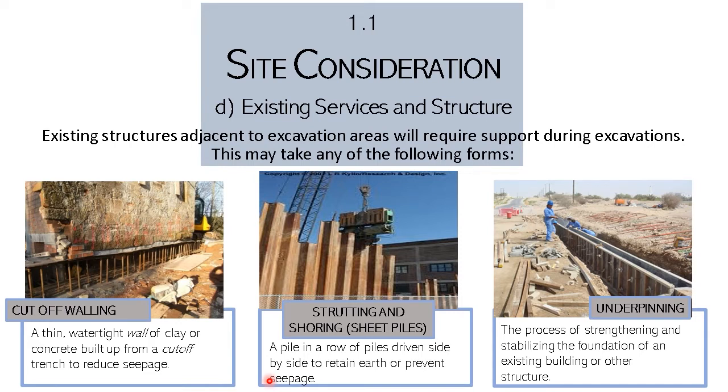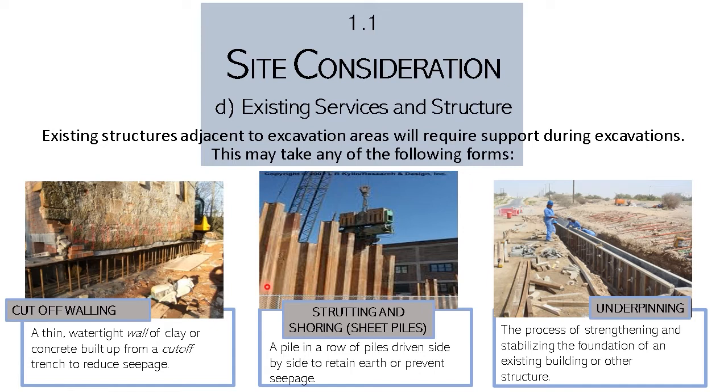Next, we have existing services and structures. Existing structures adjacent to excavation areas will require support during excavation. This may take any of the following forms. The first one is cut-off walling. It is a thin watertight wall of clay or concrete built up from a cut-off trench to reduce seepage. It is also known as a vertical slurry wall with low permeability to minimize the groundwater flow. One example of cut-off walling is an impermeable diaphragm wall.